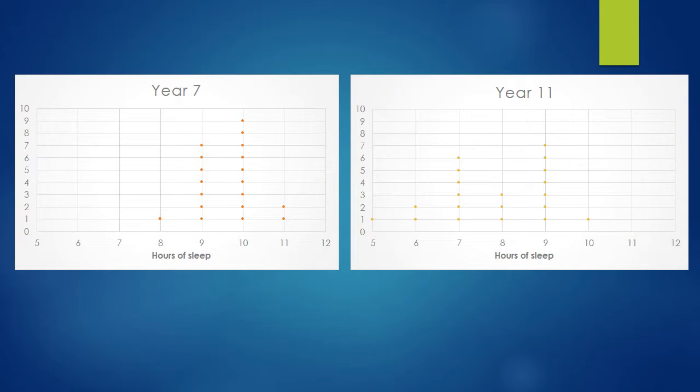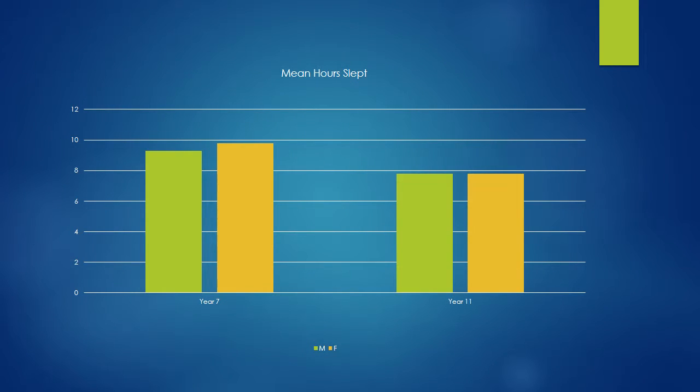To follow on from that, these are the dot plots, with the left one that represents Year 7 hours of sleep and the right one representing the Year 11 hours of sleep. So this is the double column graph which I have used with the averages of the results from Year 7s and from Year 11 students to show on average which group has more sleep.